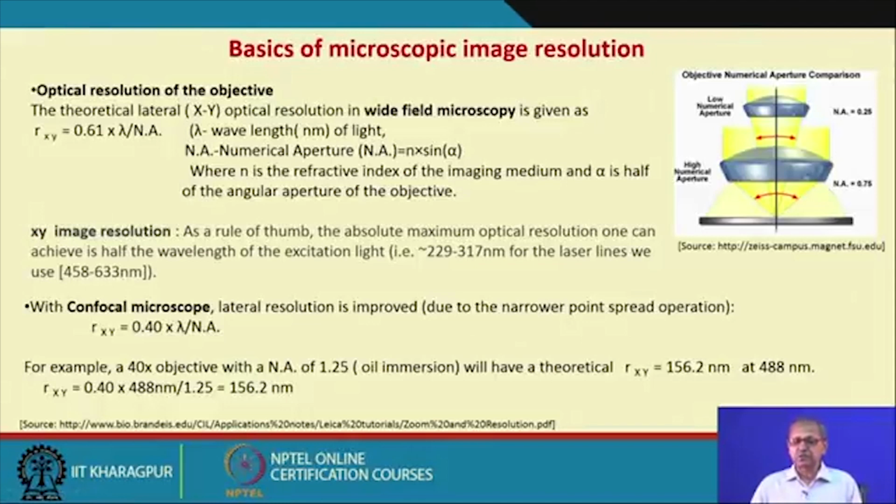But in confocal microscopy, due to its pinhole, the image resolution is increased to some extent. So, instead of 0.61, the factor 0.40 is used. So, resolution Rxy in confocal microscopy is 0.40 into lambda by numerical aperture. If you use a 40x objective with numerical aperture 1.25 oil immersion, we have a theoretical resolution of 156.2 nanometer for 488 nanometer. You can calculate 0.40 into 488 nanometer by 1.25 equal to 156 nanometer. We shall be coming to this figure again.